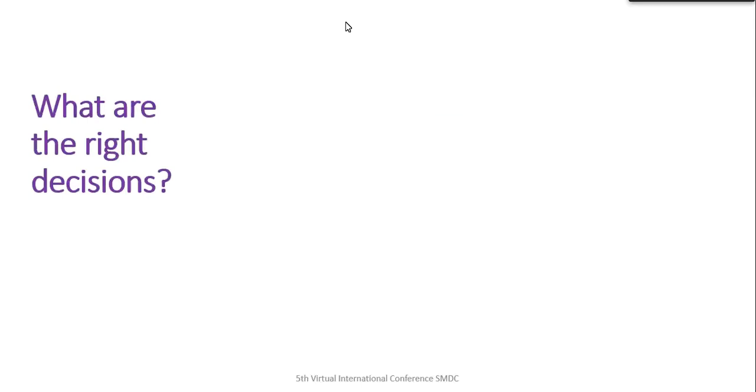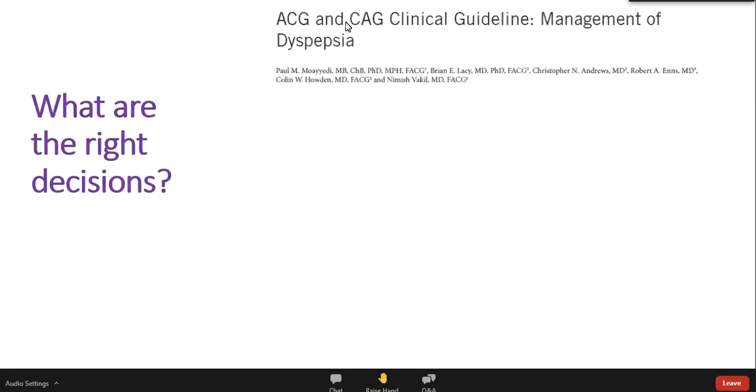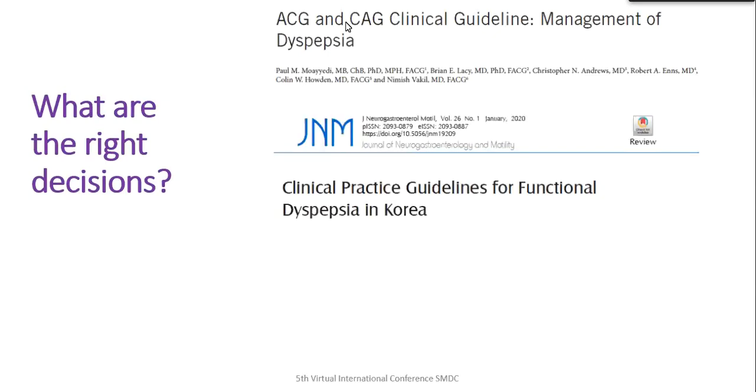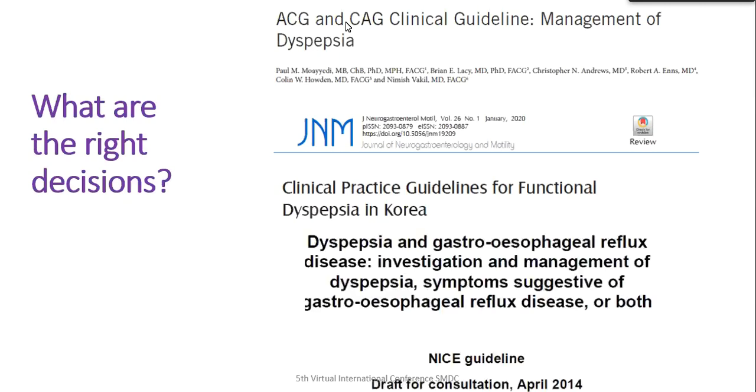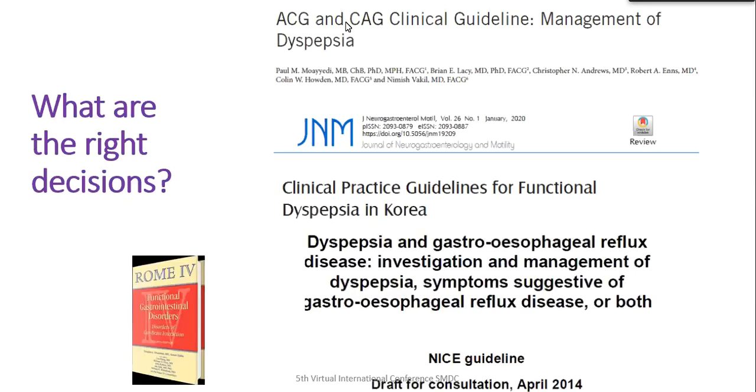So from where can we look for the right decisions? Obviously, the guidelines: American College of Gastroenterology guidelines of 2017. I have included Korean guidelines, which are of 2020. The special reason for including these guidelines is that Korea has the highest incidence of gastric malignancies. And the management decisions are something that we are going to take in the background of the fact that in patients with dyspepsia, we can potentially be missing cases of malignancies as well. Then we have NICE guidelines, a bit older, but still holding true. And we have Rome 4 classifications, which is a very good document for definitions of different functional disorders.